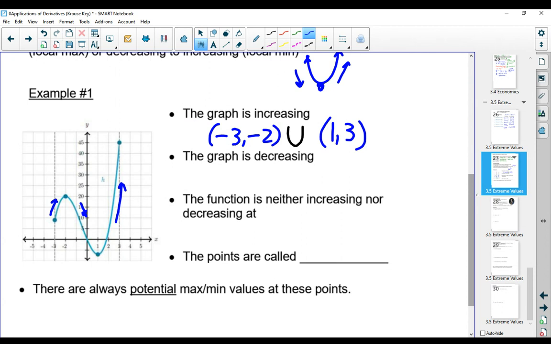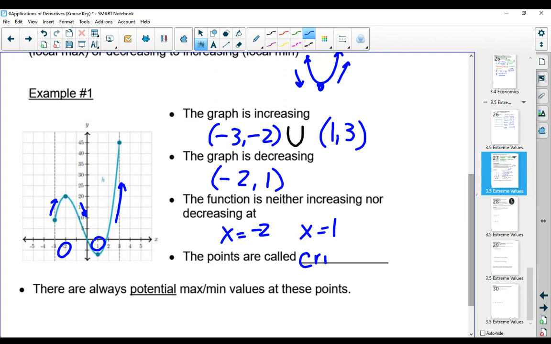All right, if we're looking at where the graph is decreasing, the graph is decreasing from -2 to +1. And again, we're not including the critical point, so -2 to +1. The function is neither increasing or decreasing when our slope of the tangent line would be 0. And so that's happening at x equals -2 and at x equals 1.